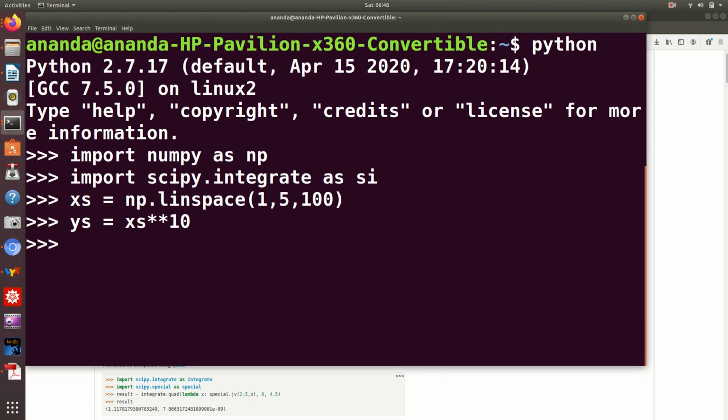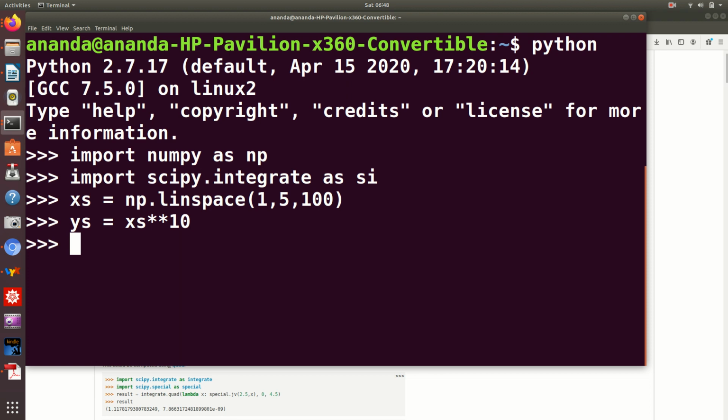So now I started out with a 100 element array of x's, equally spaced values between 1 and 5, and now I have a 100 element array of y's, the corresponding values of the function x to the power 10. So how do I integrate this?